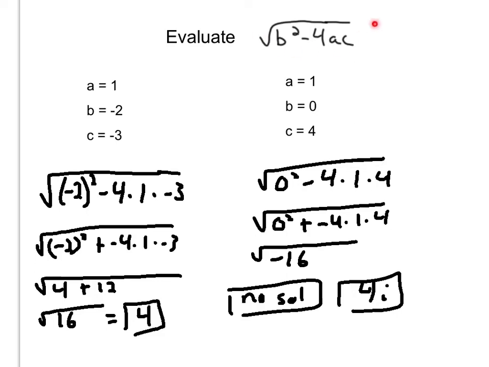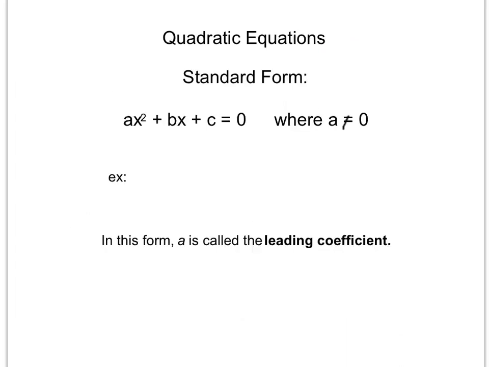Okay, and that's how we're going to evaluate this thing again. It's called a discriminant. Alright, let's go on and keep moving on.